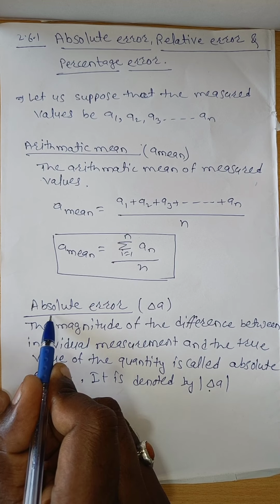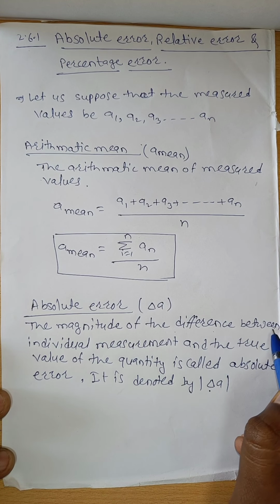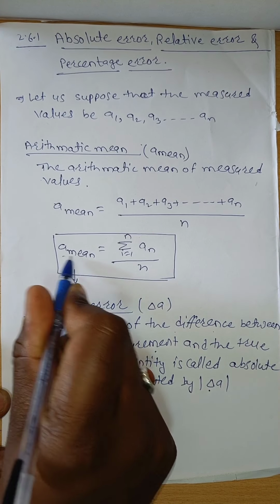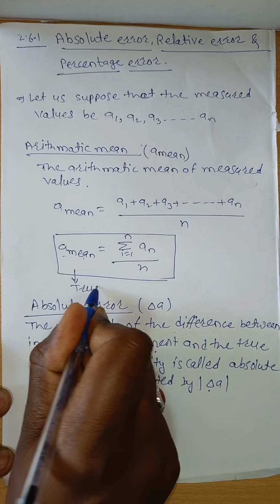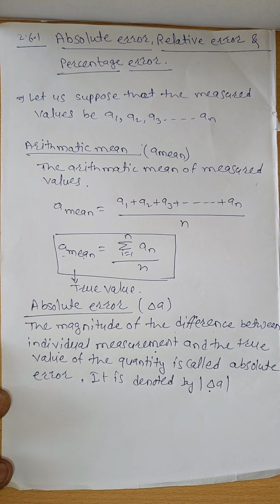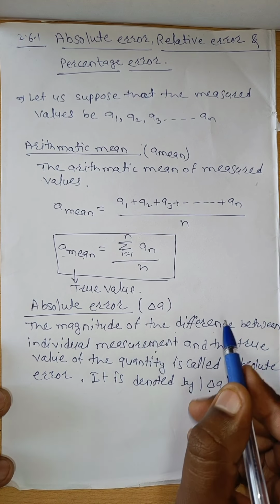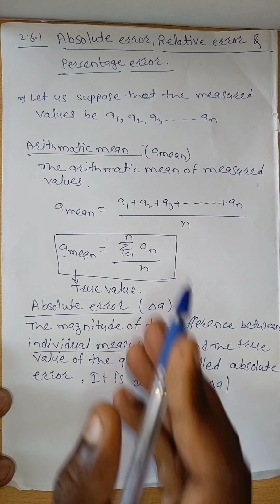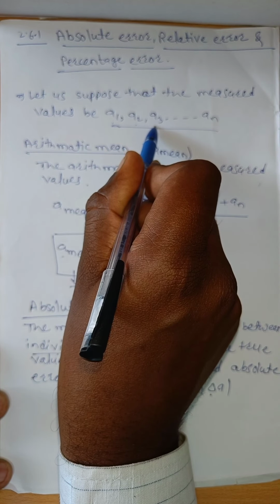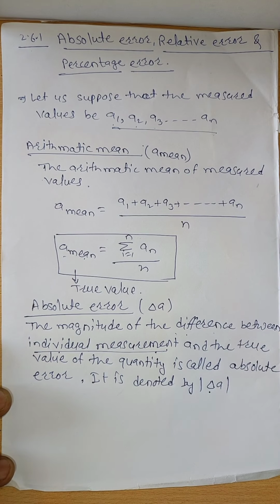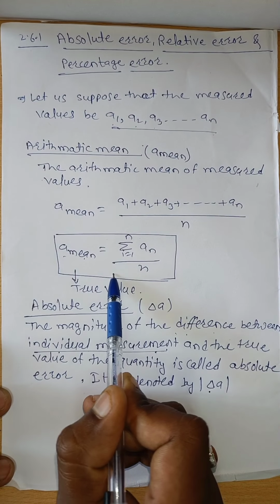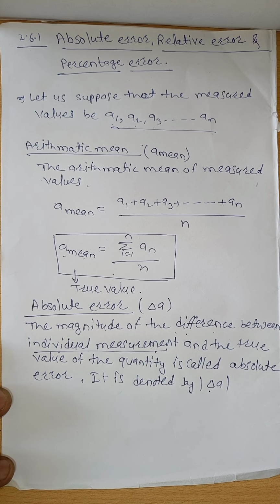What is the definition of absolute error? The magnitude of the difference between individual measurements and the true value. Whatever a mean is, we have to treat it as the true value. A1, A2, A3 and so on up to AN are the individual measurements, and a mean is the true value. The difference between individual measurements and the true value is known as absolute error.